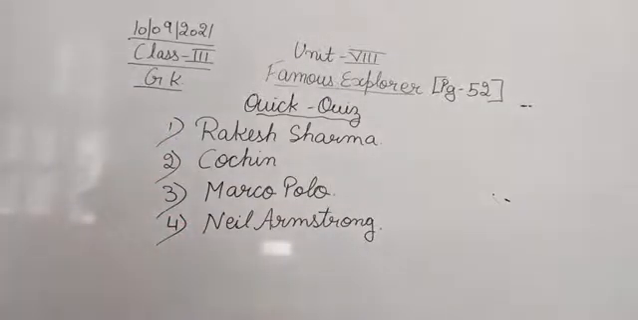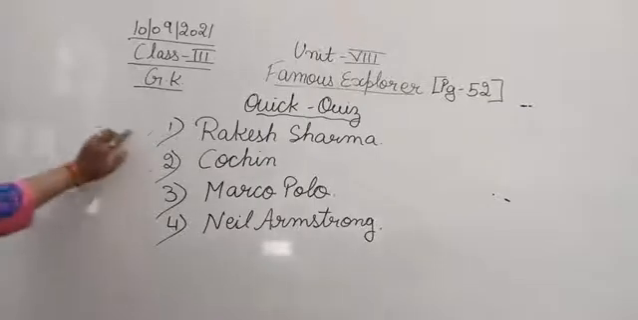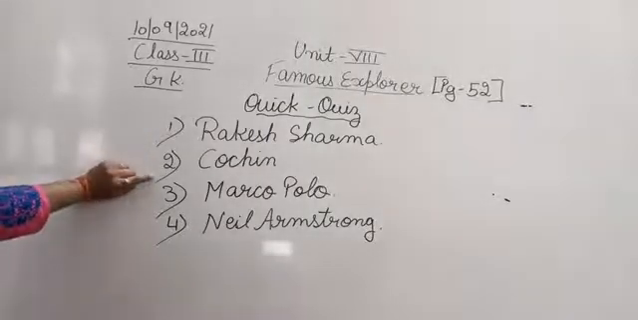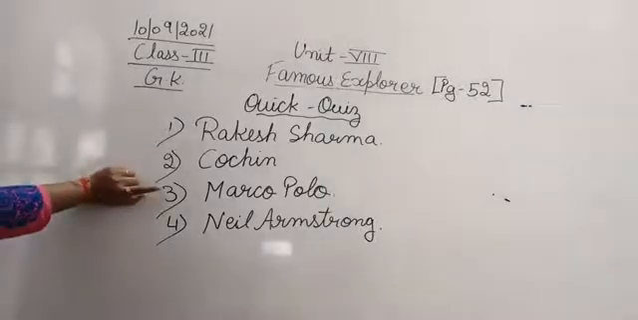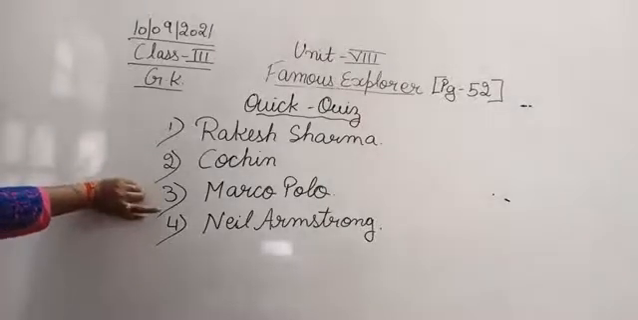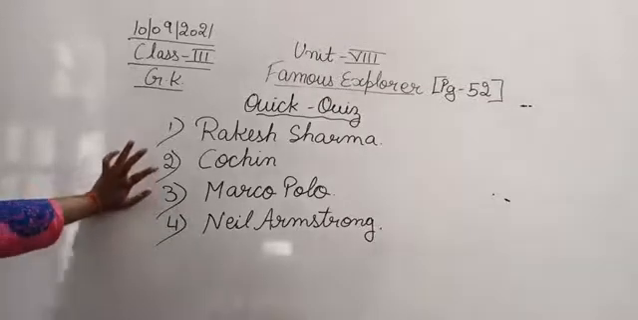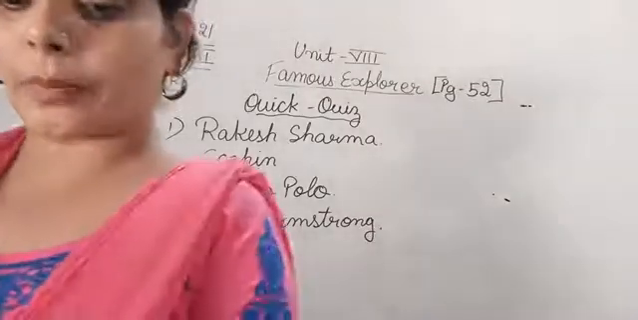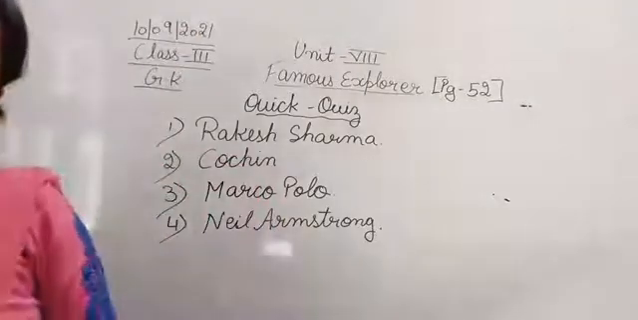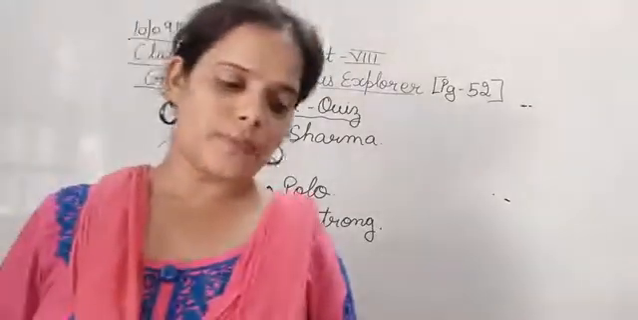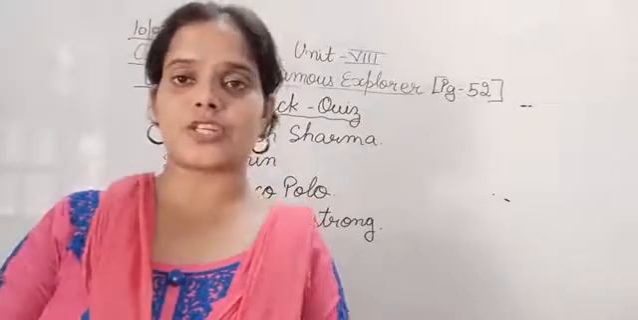So these are the answers for the quick quiz given at page number 52. The first is Rakesh Sharma, second is Cochin, third is Marco Polo, fourth is Neil Armstrong. Okay? So with this we have completed the topic that is famous explorers, and this is from today's session as well.